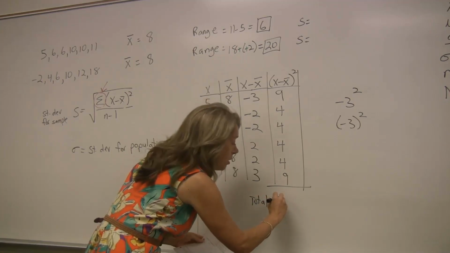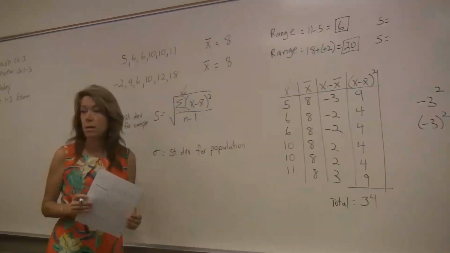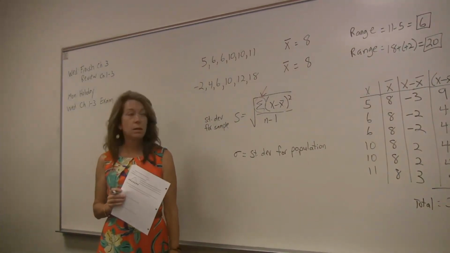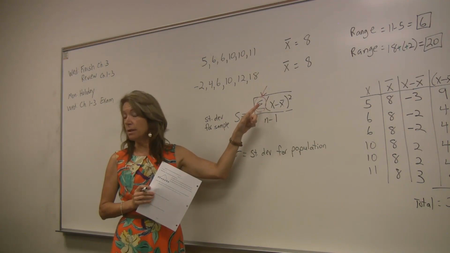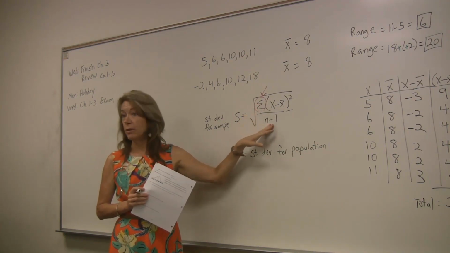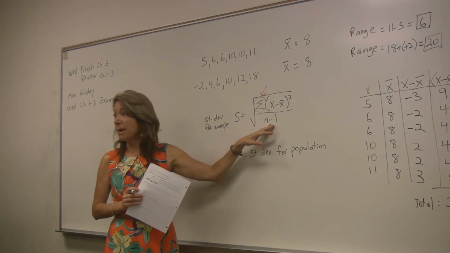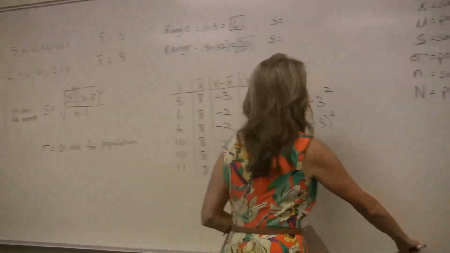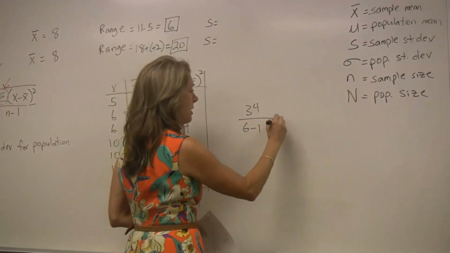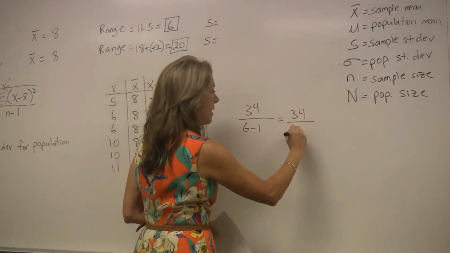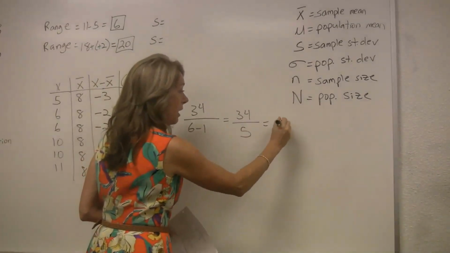34. 34? Is that what I heard? Yeah. We agree with that? Okay, so we did all these, we added them all up. Now, what do I do next? Divide by 5. N minus 1 is 5. I need to take that 34 and divide it by 6 minus 1. So that's 34 divided by 5. Yes, 6.8. And we get 6.8.